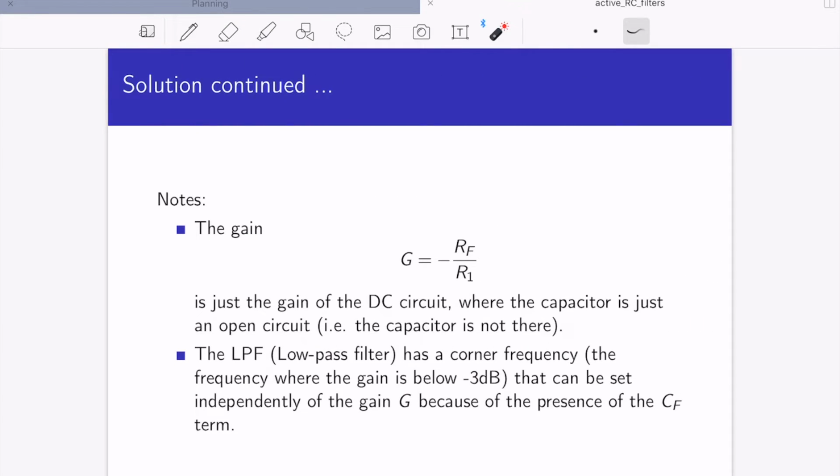So a couple of things to realize: the gain is equal to minus RF over R1, and that's just the DC gain. And the low-pass filter is going to have a corner frequency. That corner frequency occurs when the gain is below minus 3 dBs, and we can set this corner frequency independently of the gain because we've got that capacitor CF, and we can choose that. So you can set the overall DC gain using RF and R1, and choose your capacitor to put the corner frequency where you want it.